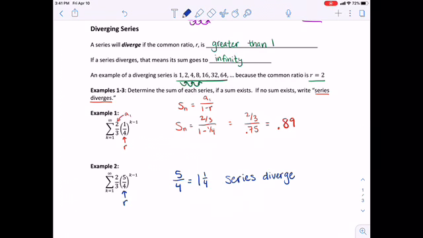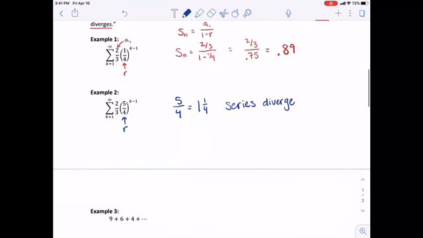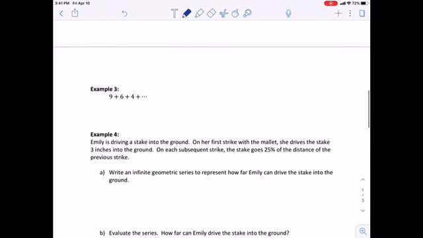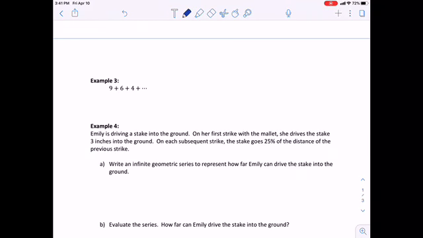Let's go ahead and look at example 3, where we have 9 plus 6 plus 4, and so on. Now, in order to do this problem, we need to know what our common ratio is, and they didn't tell us what that common ratio is. But I know that I'm going to take 9, multiply it by whatever that common ratio is, and get the next number in the sequence, which is 6.